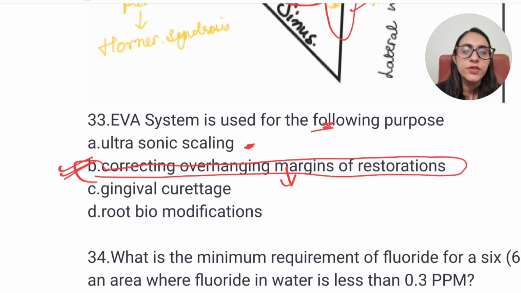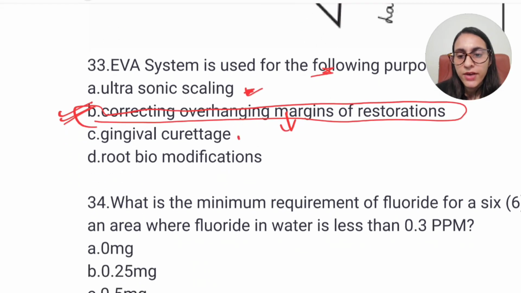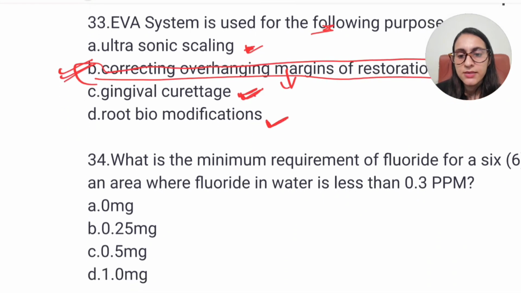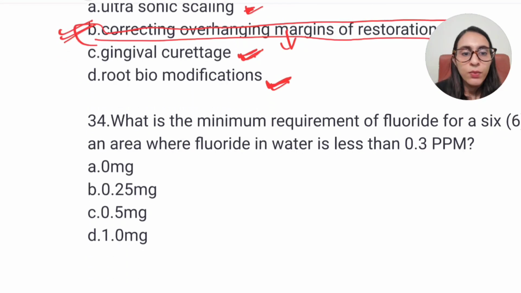Ultrasonic scaling is a different dental procedure that is used to remove plaque and calculus from the teeth. Then gingival curettage is a procedure for cleaning the gingival pockets, and root biomodification is a surgical procedure that is aimed at altering the structure of the roots for periodontal reasons.